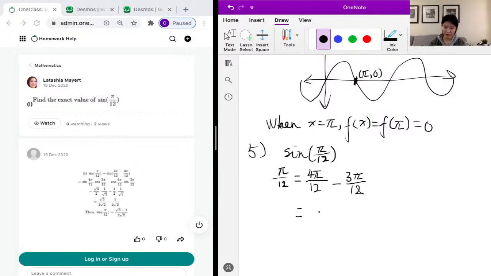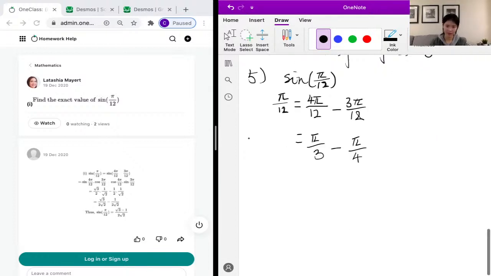Also, for 4 pi over 12, we can divide both the numerator and the denominator by 4 to simplify the fraction, and we're left with pi over 3. For 3 pi over 12, we can divide both the numerator and the denominator by 3, and we're left with pi over 4. So we can write pi over 12 as pi over 3 minus pi over 4. Why do we want to do that?